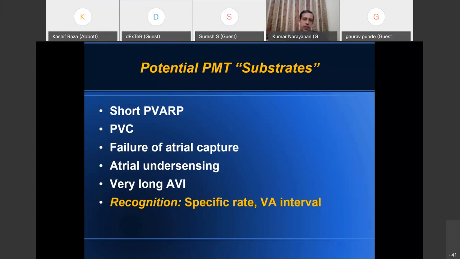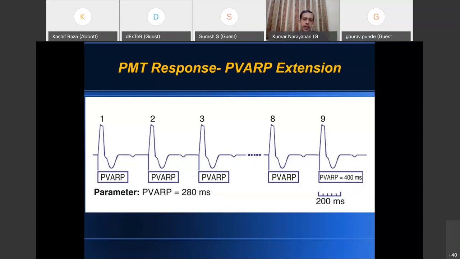So how does the device recognize PMT? It uses three features. Number one, of course, it has to be an ASVP sequence. That's obvious. It's going to be atrial sensing, ventricular pacing. Number two, it will be happening close to the upper rate interval, which is the maximum tracking rate of the pacemaker. Number three, there will be a constant and fixed VA interval. So using these three features, the pacemaker can diagnose that what is going on right now is a PMT, or a pacemaker mediated tachycardia.